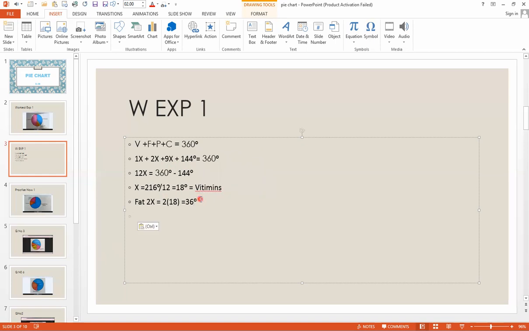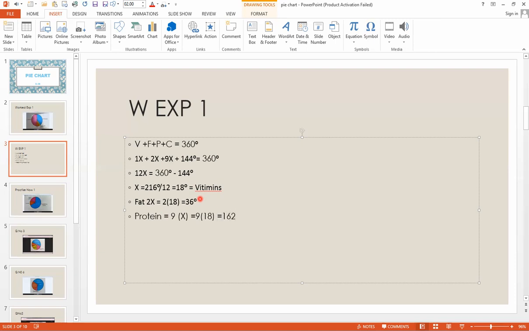Okay. Now we come to the next one. After fat, we have protein, and it is equal to 9x. I can write it here in this way, 9 bracket x. Clear? So what it does mean, you have to put the value of x here. So 9 multiply by 18. Yes, very good. You must remember value of x is 18. So it is equal to, you have to multiply 9 with 18, and it is equal to 162 degree.